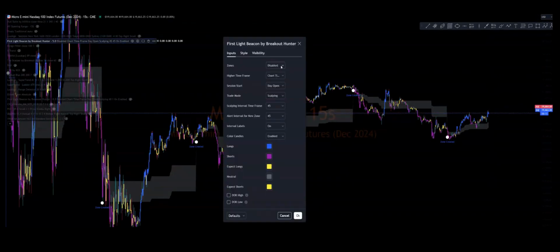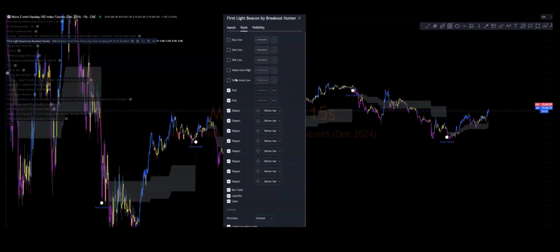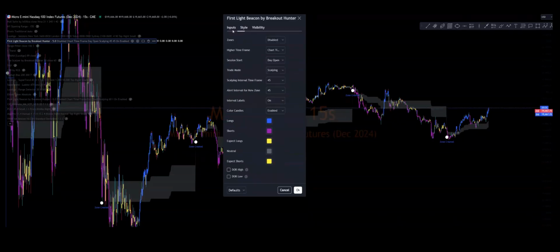Okay, so first of all, I've got these zones disabled. We're just going to go over the meat, bare bones. This right here and this right here do not matter when we're in scalping mode. My interval time right now is going to be 45 minutes. Interval labels is on. Color candles is enabled. And I've got all of these unselected right here.